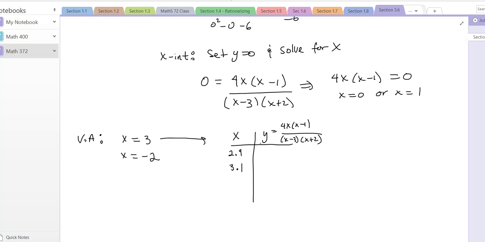So I really just want to see, when I put in 2.9, do I get a positive or a negative? If it's positive, that means we're going to positive infinity. If it's negative, that means we're going to negative infinity.